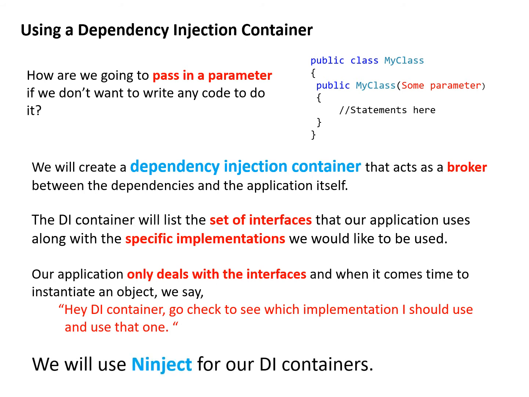Now, for a dependency injection container, you can write your own if you want to, but it involves a lot of code, and there are ones that are already created for us that are easy to use. One of the types of DI containers that is possible to use is called Ninject, and that's the one we're going to use for our dependency injection containers.